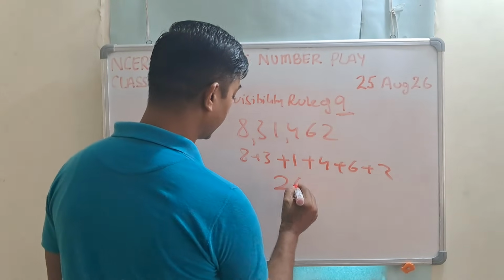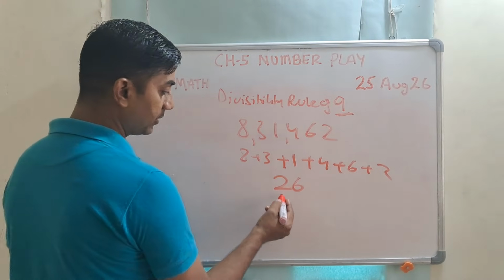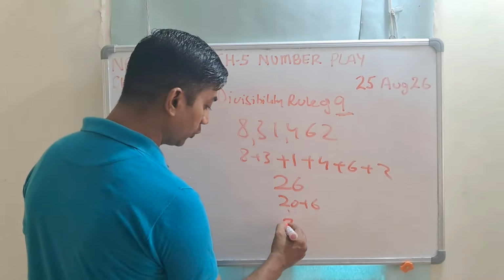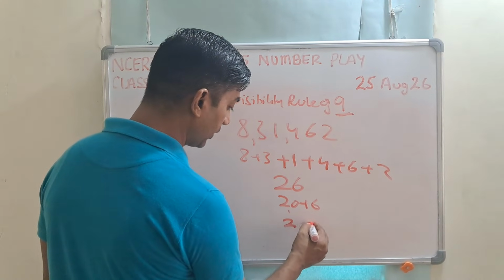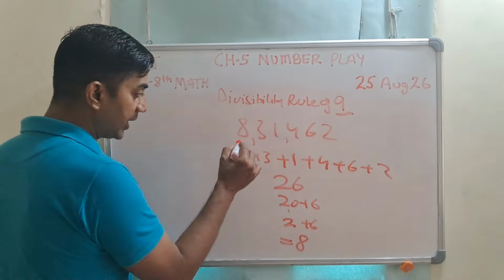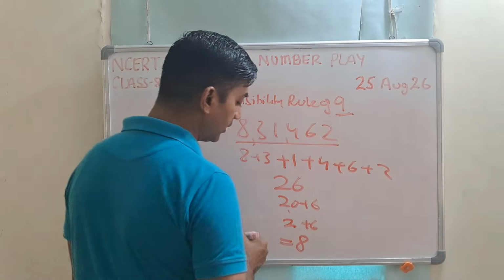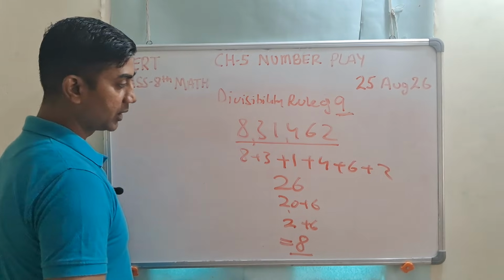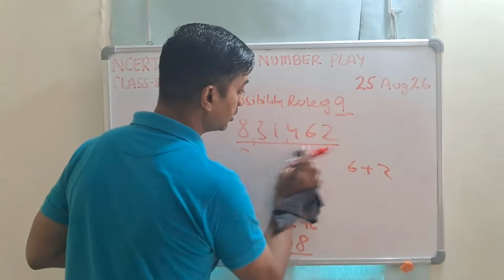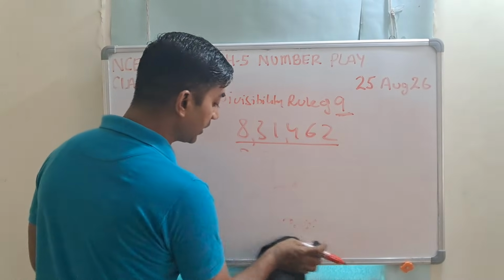this is 26. Now again apply the same thing. This is 20 plus 6. This 20 will give you 2 remainder, and this 6 will give you 6 remainder, and finally you get the 8 remainder. Means when you divide this by 9, you will get the 8 remainder. Understood? Now you can do this very quickly.